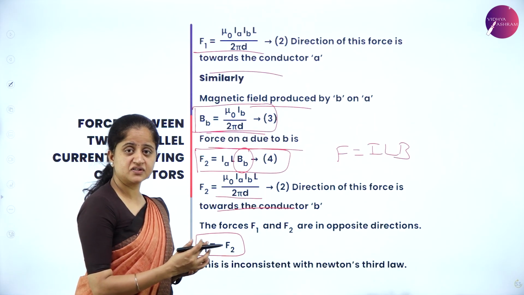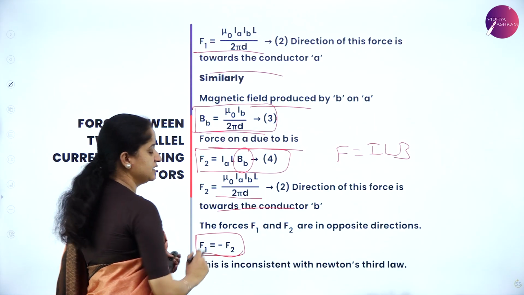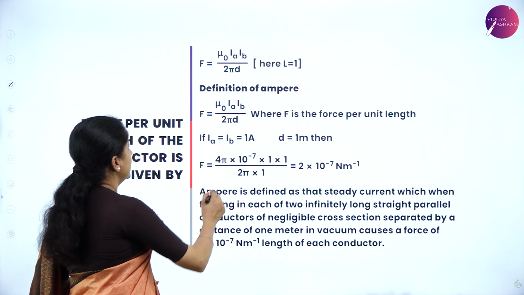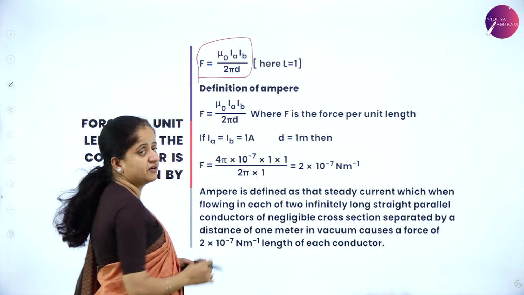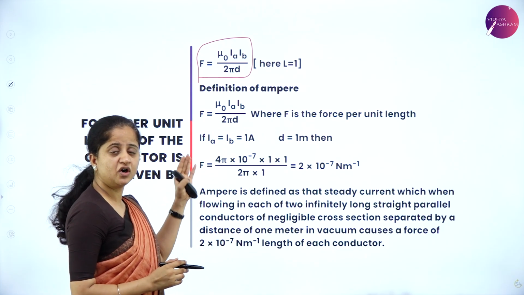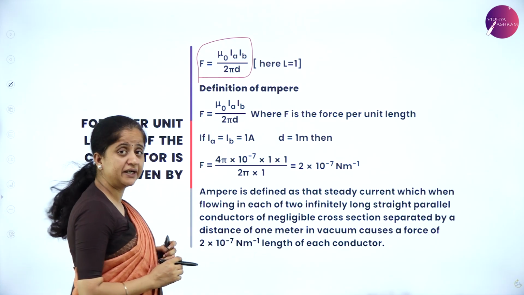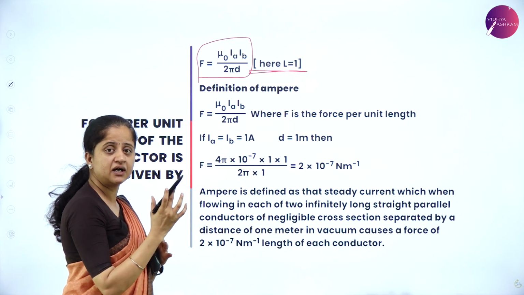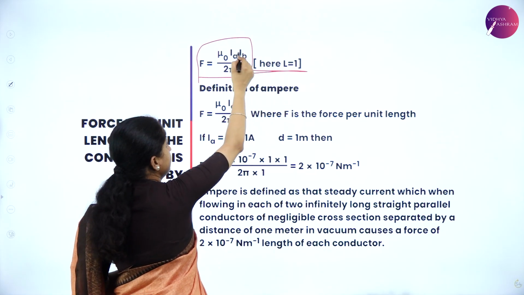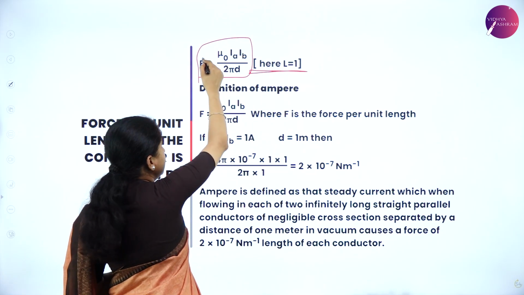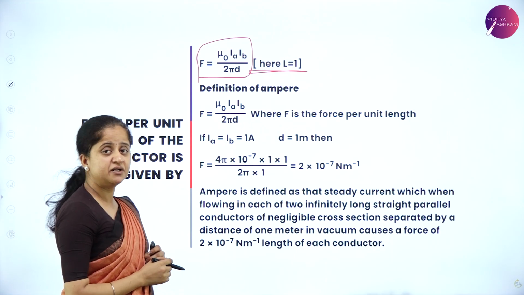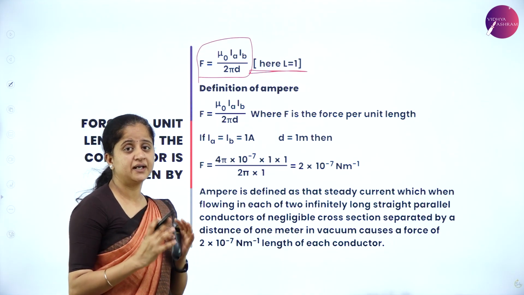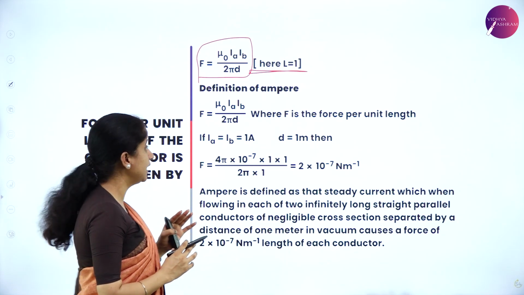Since the directions of the forces are opposite, that proves Newton's third law, that is we can write F1 is equal to minus F2. Now the magnitude of force from both the expressions we get is mu naught IA IB into L divided by 2 pi d. When we consider a unit length, the conductor having a length of 1 unit, then the term L will become 1. So we get the expression F is equal to mu naught IA IB divided by 2 pi d. From this we can define what is 1 ampere.